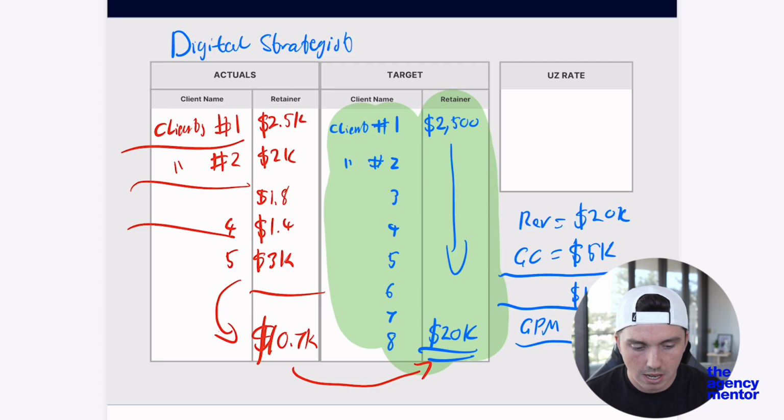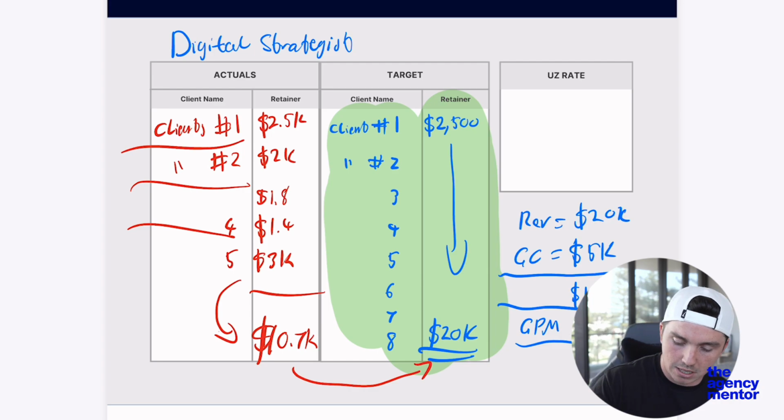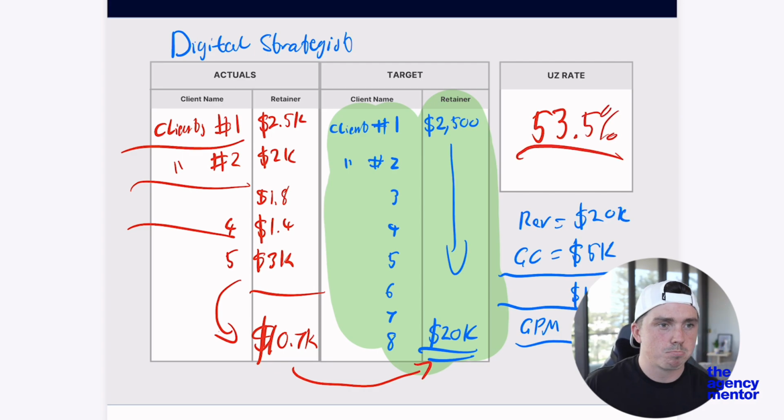Okay, cool. So if we take 10,700, if I go 20,000 and then I divide 10,700, the other way around, 10,700 divided by 20,000, that's going to give me a utilization rate of 53.5%. Okay, and that's just on portfolio. You could do it on clients too.